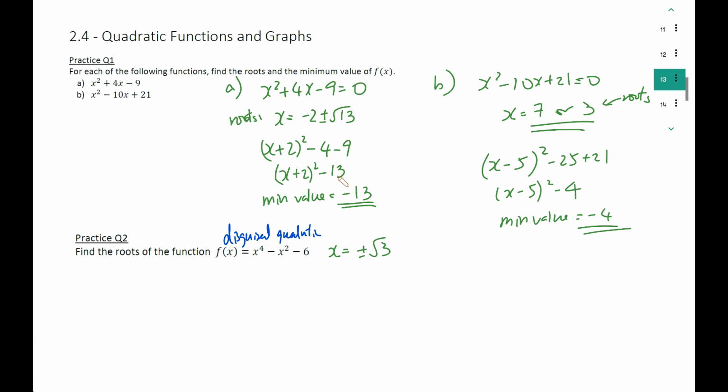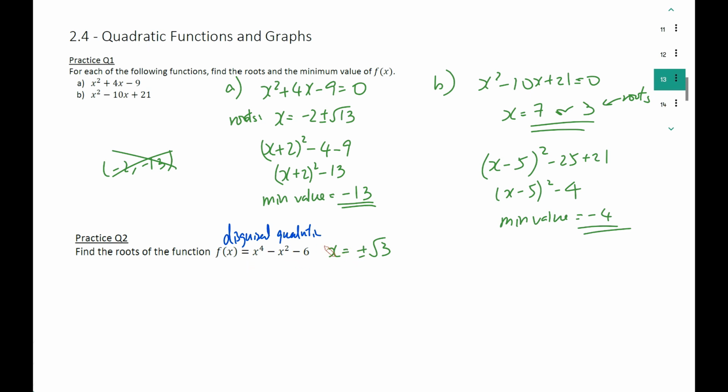So to find the minimum value, you can complete the square, and they only ask for the minimum value of f of x, so you're interested in the y value only. What about the minus 2? It's not really required. And you actually can't write minus 2, minus 13, because that's not the minimum. That's a turning point, but that's not the minimum value. The minimum value is minus 13. So part B, the same thing.